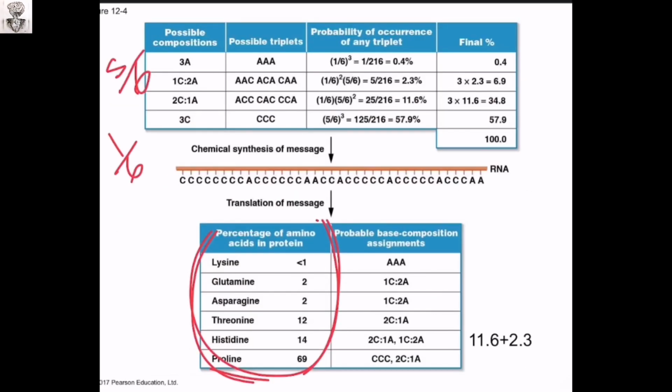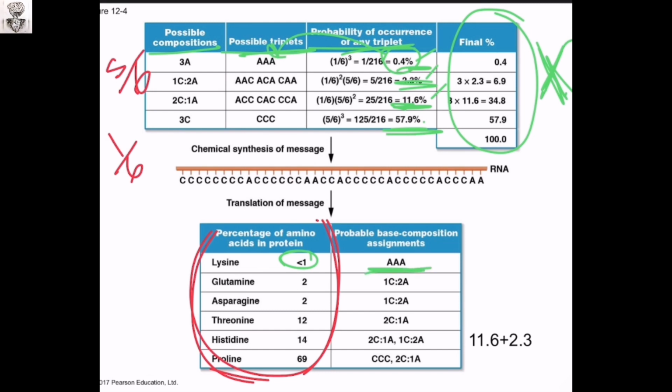So coming back here, I have the possible compositions and these values. Let me tell you that this is not really important. What we are going to look at is these compositions. For example, here we said that lysine appeared in less than 1%. So which percent in here is less than 1? Well, this one. So lysine is probably going to be AAA.